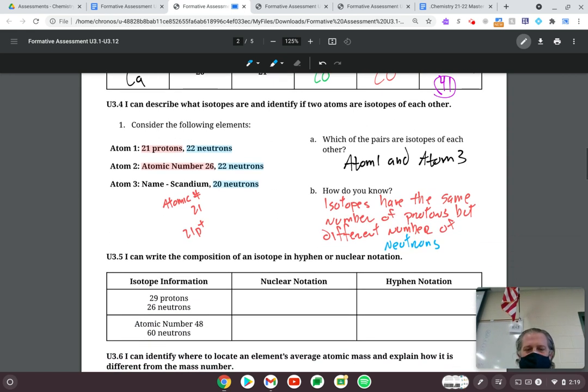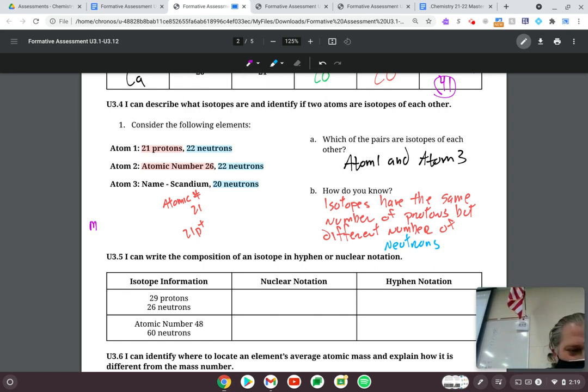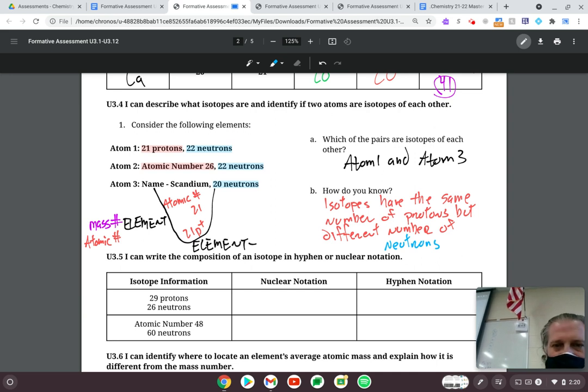Now, the next situation, you're supposed to take the information given and write it in nuclear notation and or hyphen notation. So to refresh your memory, because I had to refresh my memory this morning, nuclear notation is mass number over atomic number, and then we have our element. And hyphen notation would be the element and then mass number.